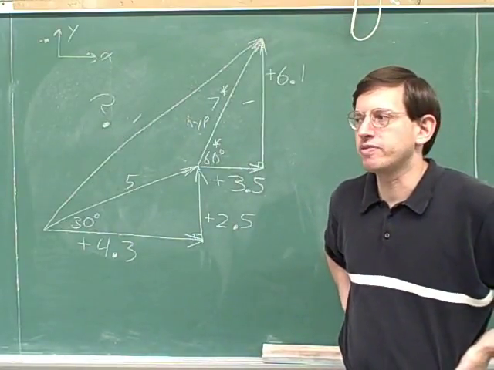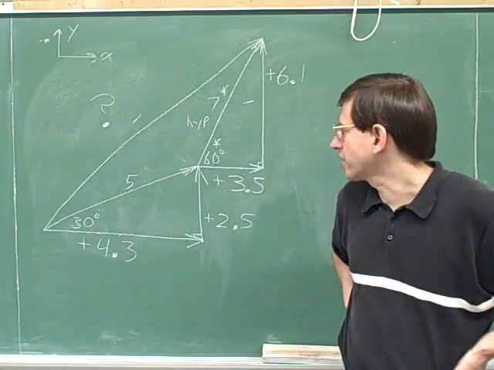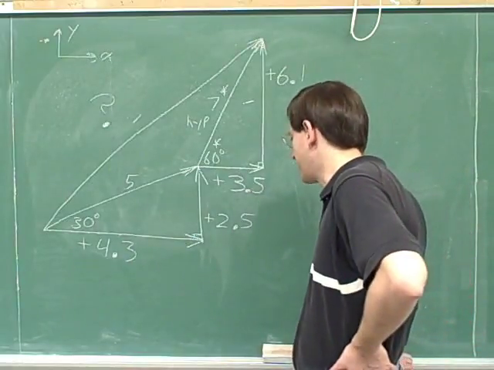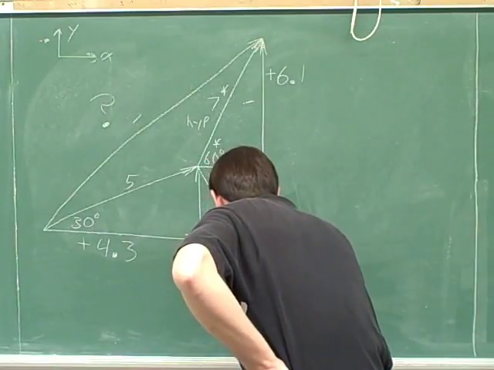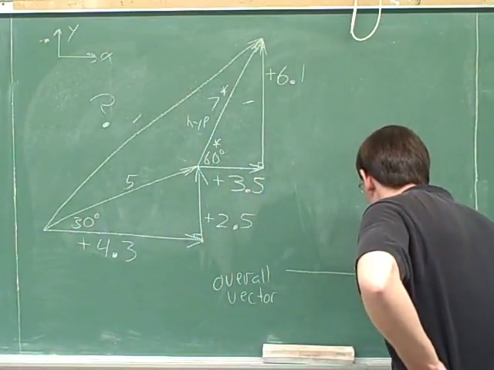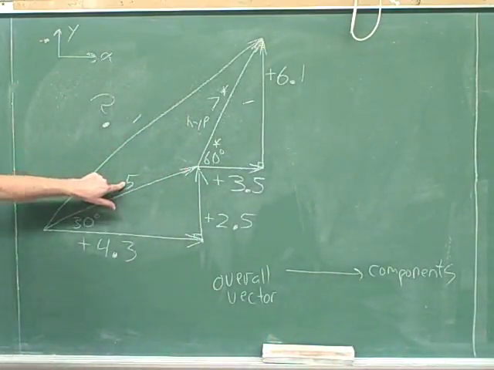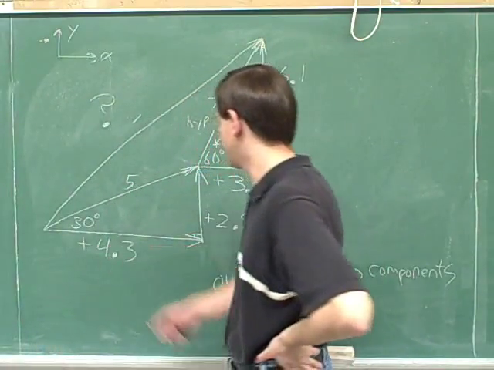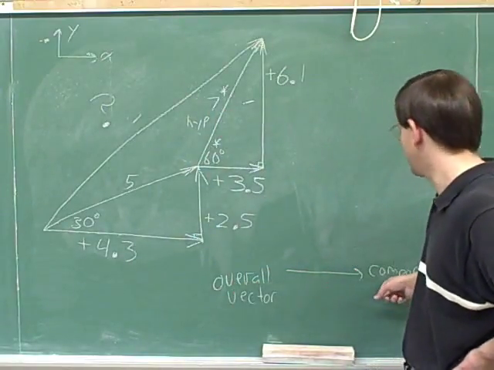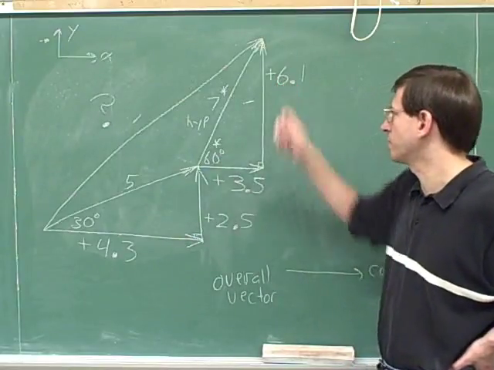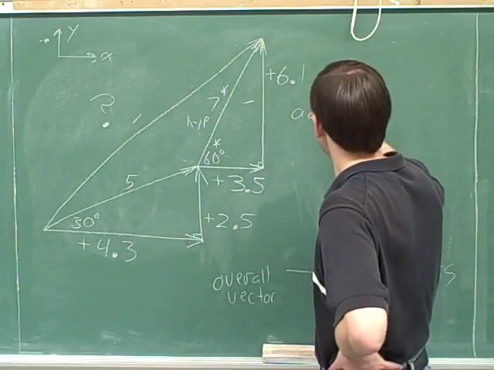Well, what we've done so far is we've used one of the two main skills that we learned in these videos. Remember that one of the main skills that we learned is how to take overall vectors and break them into components. So we took this overall vector of length 5 and we broke it into its components, positive 4.3 and positive 2.5. And then we took this overall vector of length 7 and we broke it into its horizontal and vertical components, positive 3.5 and positive 6.1. Of course, the technique that we use for that is trigonometry.